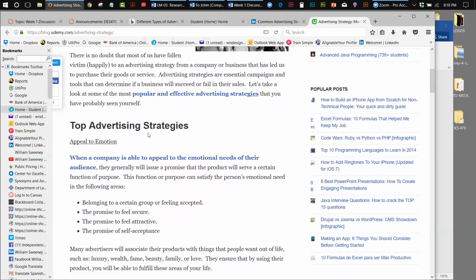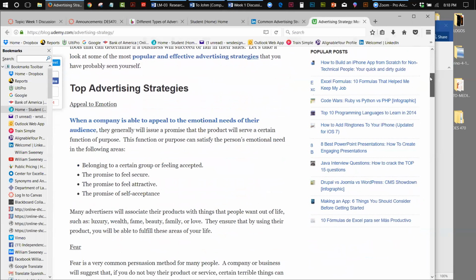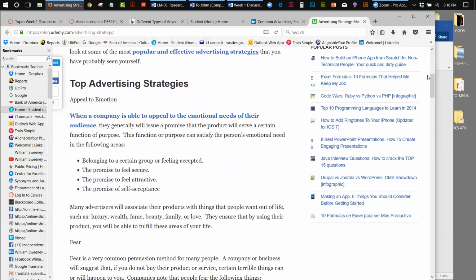So the top advertising strategies: appeal to emotion. When a company is able to appeal to the emotional needs of their audiences, they genuinely will issue a promise that the product will serve a certain function or purpose. This function or purpose can satisfy the person's emotional needs in the following area: belonging to a certain group or feeling accepted, the promise of feeling secure, the promise of feeling attractive, the promise of acceptance.